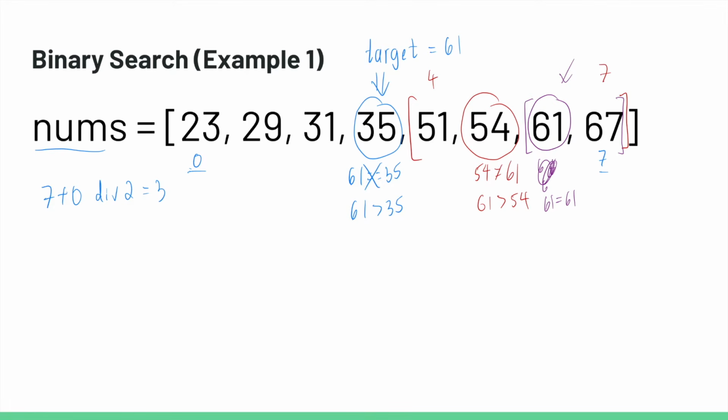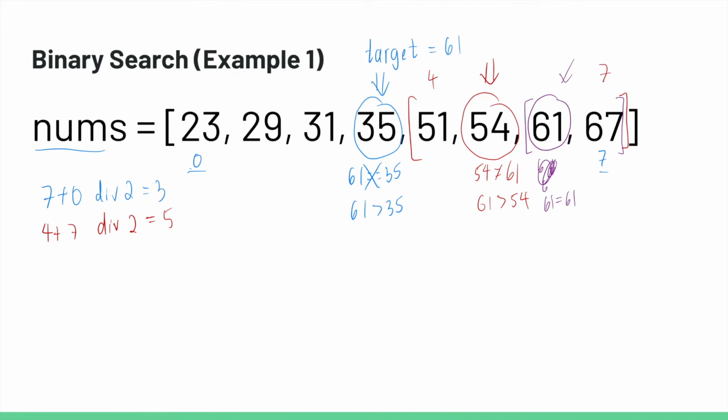Those were the lower and upper bounds of that new portion of the array we were looking at. So in that case, we could just do 4 plus 7, div 2, which is 11 divided by 2, and we end up with index 5, which was this one right here.